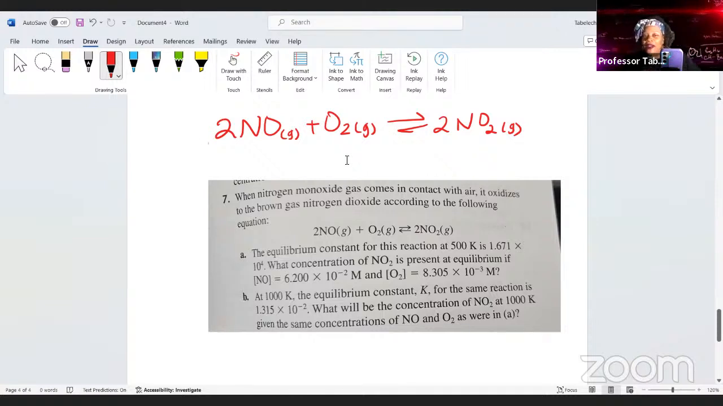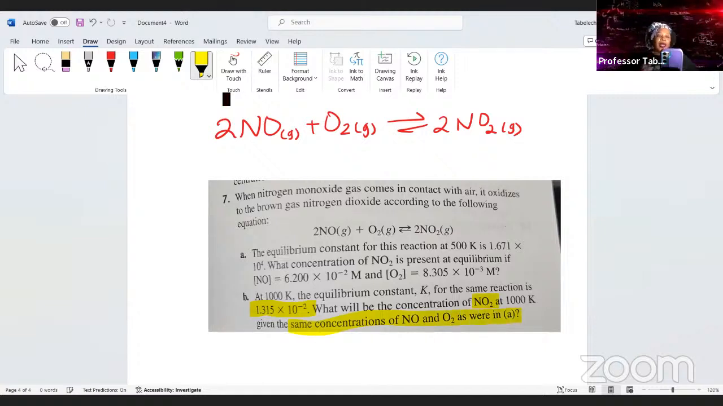So right here, they're telling you that at 1,000 K, that's Kelvin, that's the temperature, for part B, the equilibrium K for the same reaction is, so in other words, they're giving you a different equilibrium constant here, okay? What will the concentration of NO2 be at 1,000 Kelvin, given the same concentrations of NO and O2 that were in part A? So here's what I'm going to do, okay?